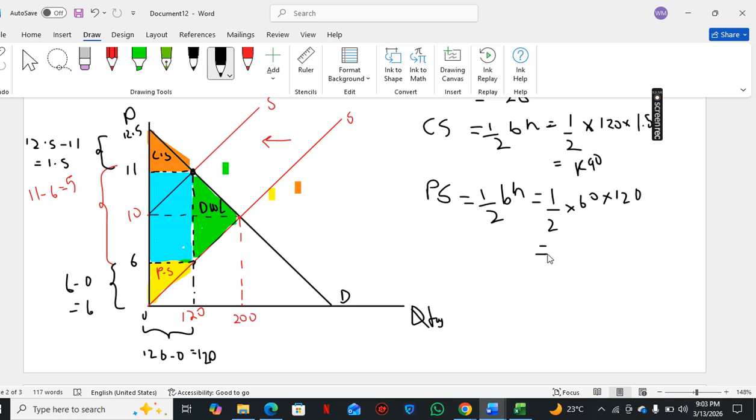What do we get? Not 6, not 66. 6. So half of 360. You're getting 360. Yes. Okay. So this is the new consumer surplus and new producer surplus. Any questions before we calculate the tax revenue that is received by government?